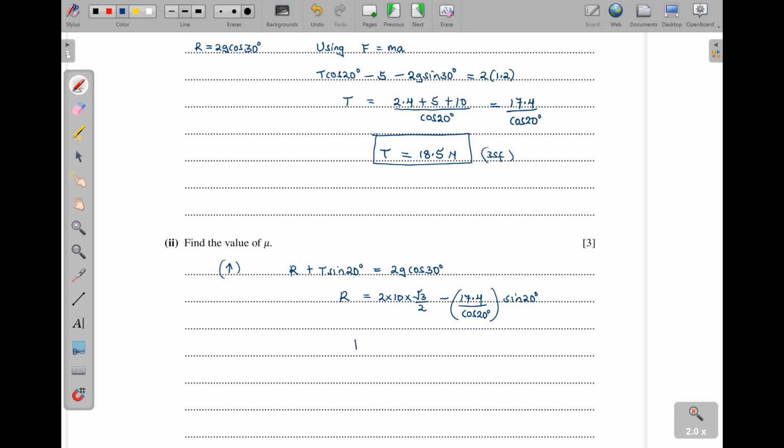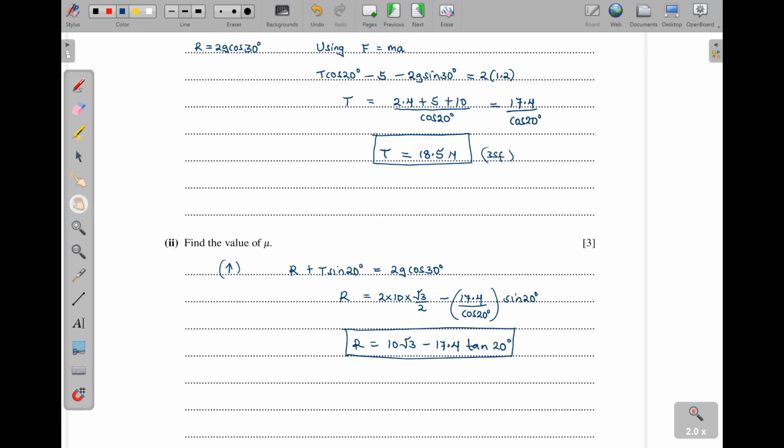So in other words, sine over cosine is tan, right? Now, this one will cancel with that. So we have 10 root 3 minus 17.4 tan of 20 degrees. So I keep this as my R.